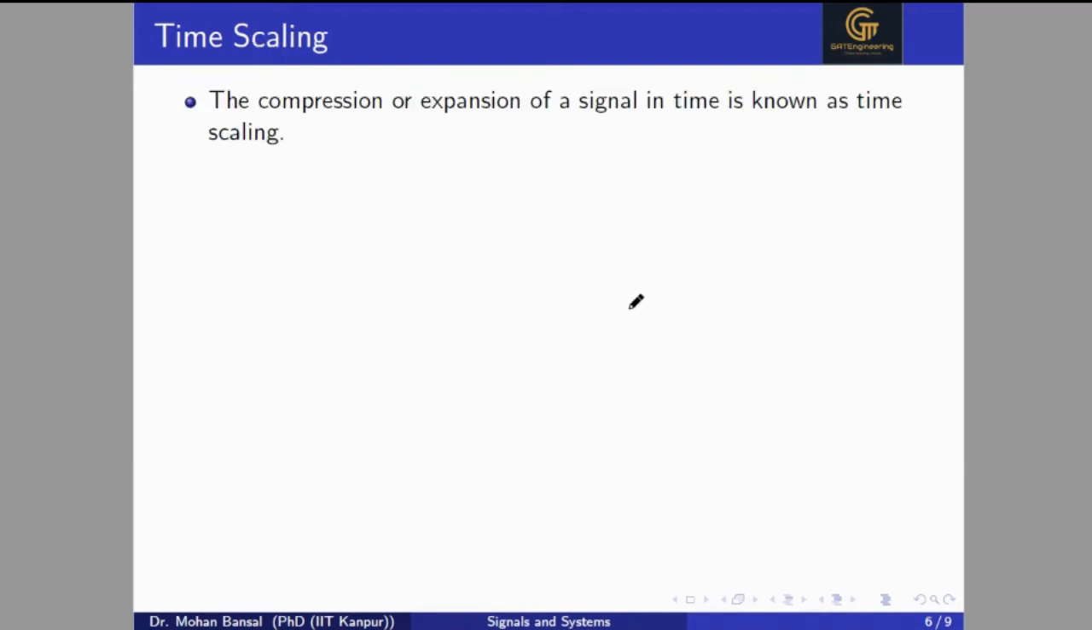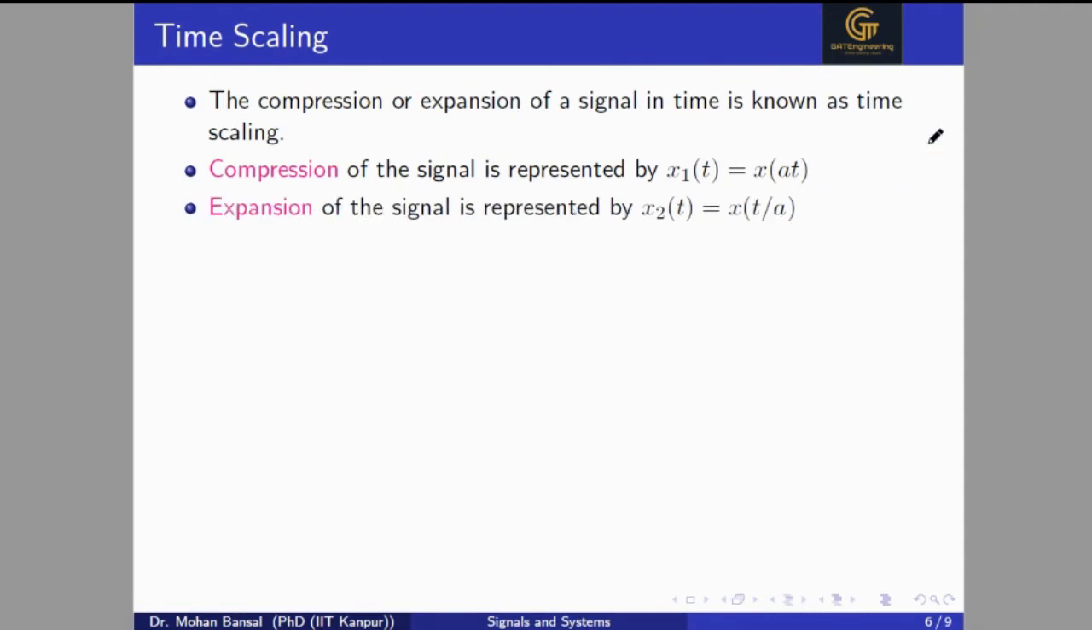Now we'll talk about the scaling. Scaling is used for compression or expansion of the signal in the time domain. The compression of the signal is represented by x(at) and expansion of the signal is represented by x(t/a). In both cases, we consider a is greater than 1. If a is greater than 1, the signal is represented by x(at) for compression, and x(t/a) for expansion.